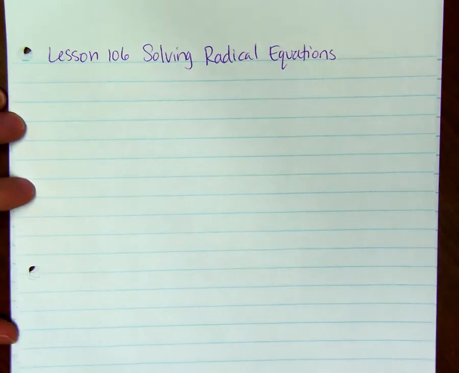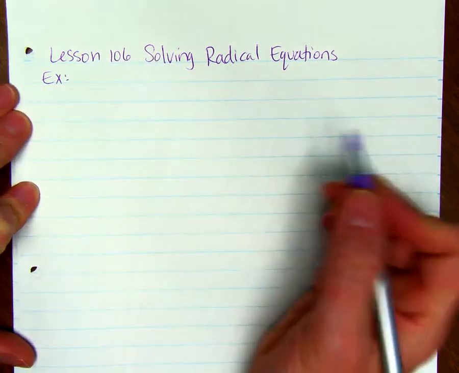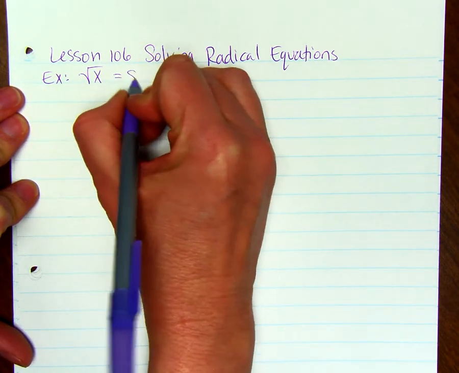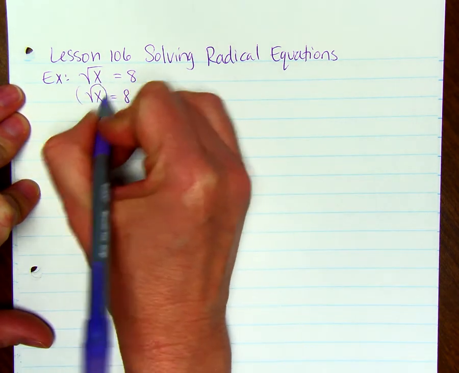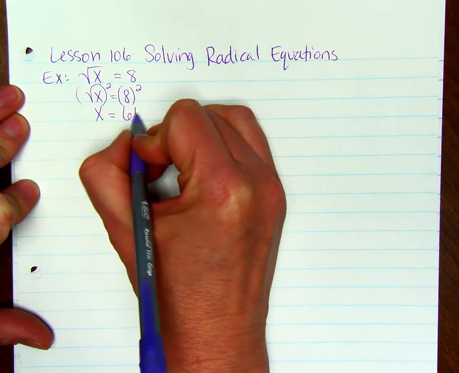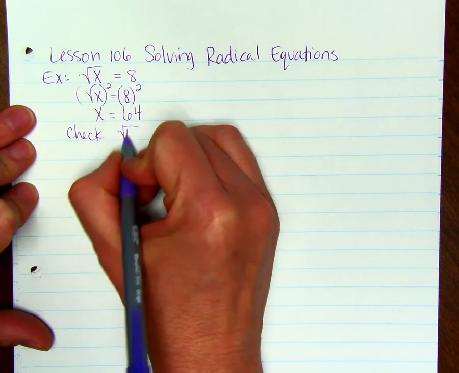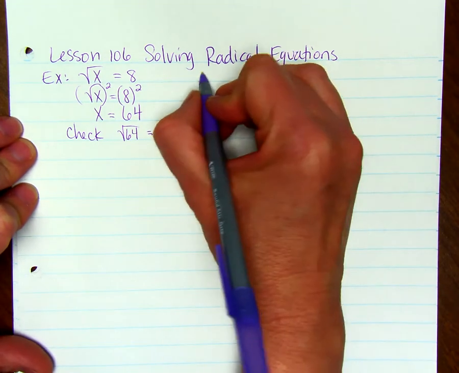Lesson 106, Solving Radical Equations. I'm going to talk about this by using examples. If we have the square root of x equals 8 and we square both sides, we'll be able to solve for x. So x equals 64, and then we check by plugging in 64 to the original equation and make sure that it works out.